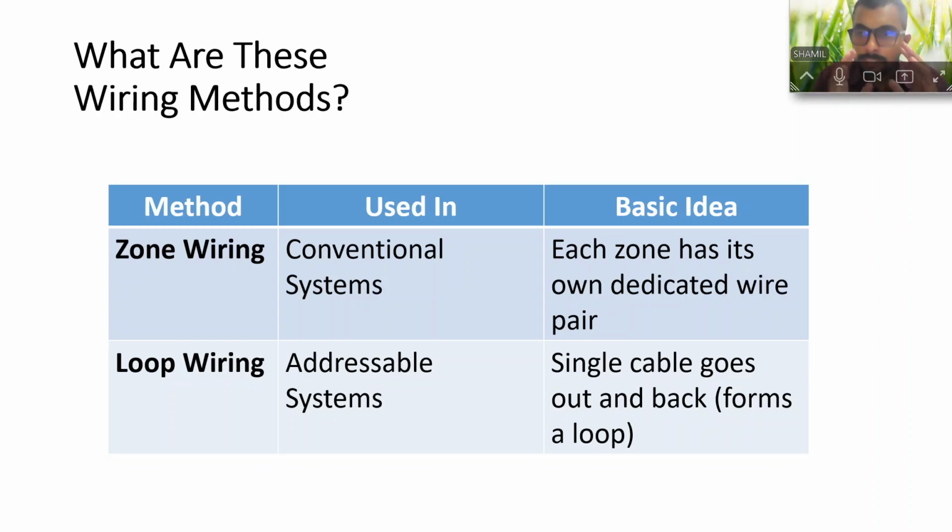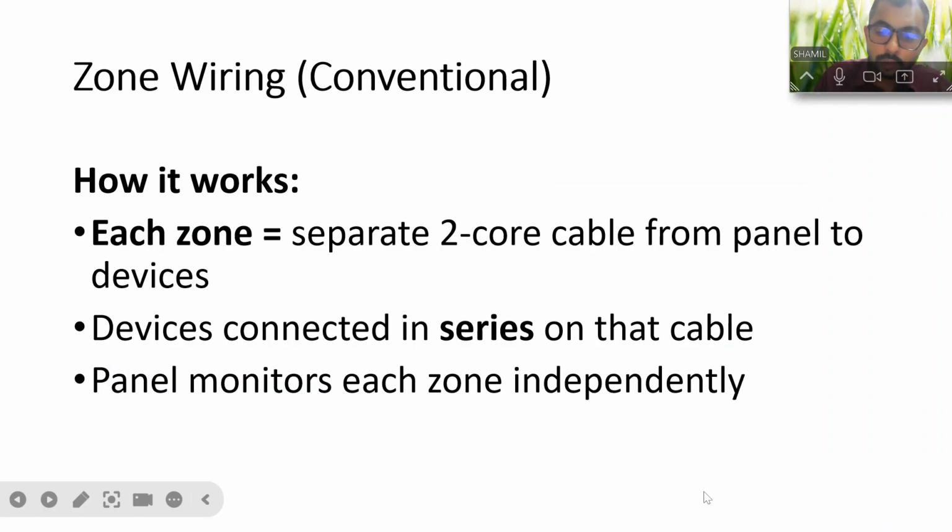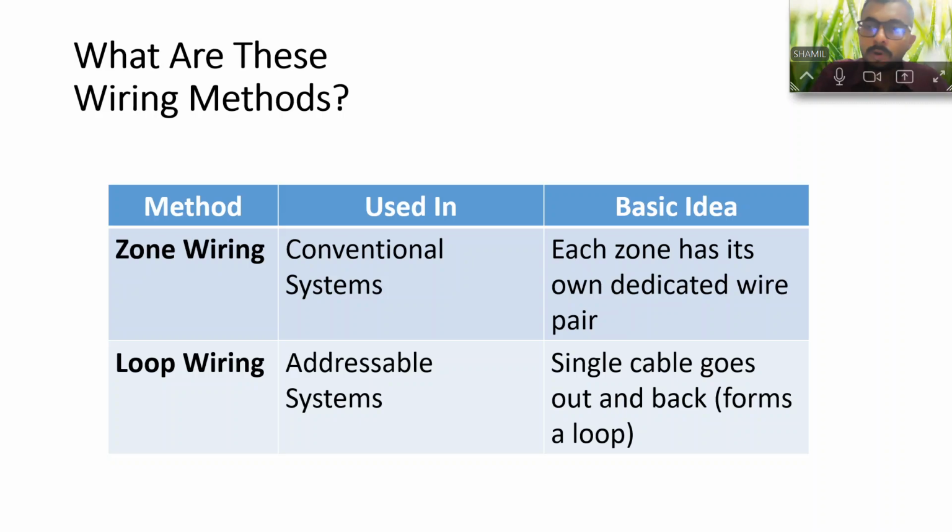In loop wiring, it starts from the panel. By the way, loop wiring is used in the addressable system. It starts from the panel, goes through all the devices, and comes back to the panel. That's why it is called loop wiring. So a single wire is going through all the devices and coming back to the panel. This is the difference between zone wiring and loop wiring. Zone wiring has a dedicated wiring pair for each zone, whereas in loop wiring, it is one single cable which goes from the panel, connects through all the devices, and comes back to the panel. So these are the two wiring methods involved in fire alarm systems.